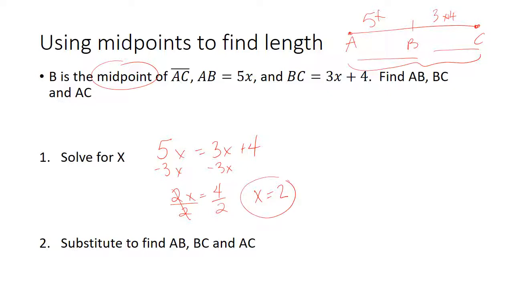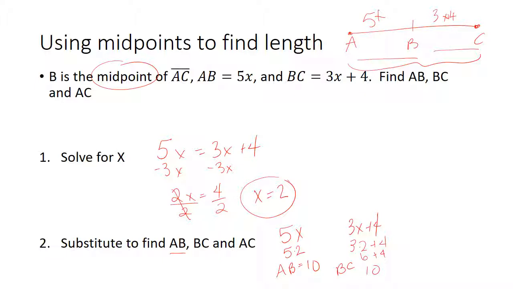Now I'm going to take that and substitute it into each of those to find my AB. So AB is 5x. I'm going to substitute my 2 in, so that'd be 5 times 2. So AB is equal to 10. All right, BC is 3x plus 4. I'm going to substitute my 2, so I'll do 3 times 2 plus 4. 3 times 2 is 6. 6 plus 4 is 10, which should make sense. Remember, it's the midpoint, so it should bisect them. They should be the same length.